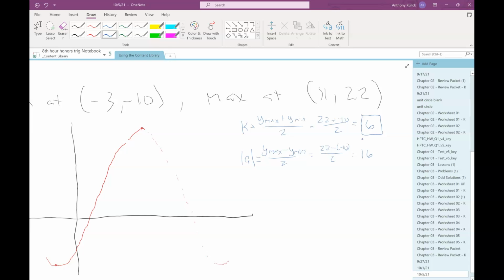Blake? So when you're finding k, wouldn't it be y max minus y min? No, because the k is in the middle of the two. It's like the midpoint. Yeah, but then if you're going from 22 to -10, that would be a total span of 32, half of which would be 16, so it should be 16 up from the minimum. And then that's y equals 6. Okay. Perfect. Thank you. You're welcome.